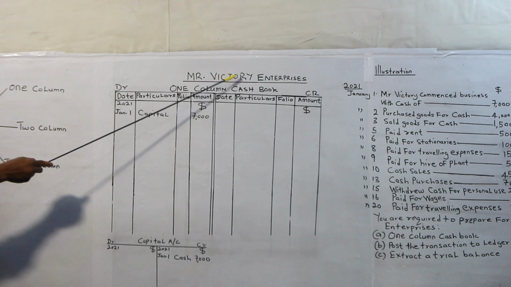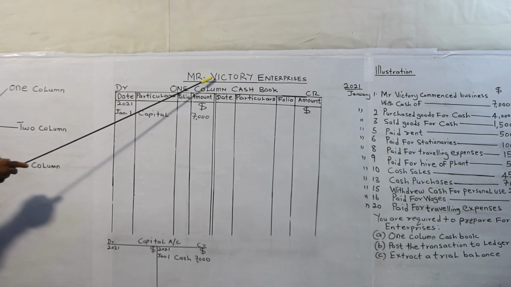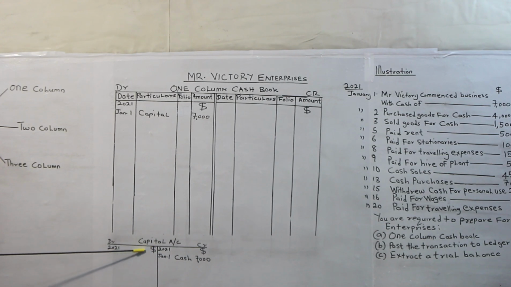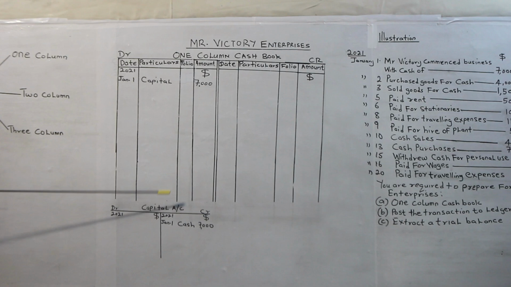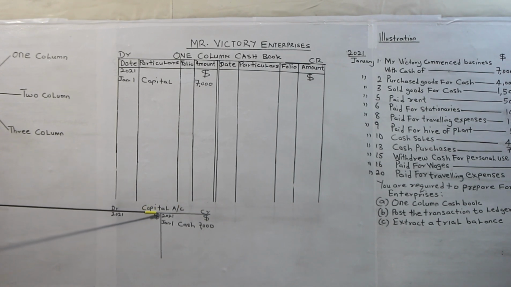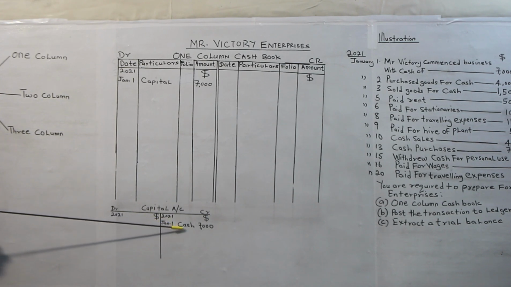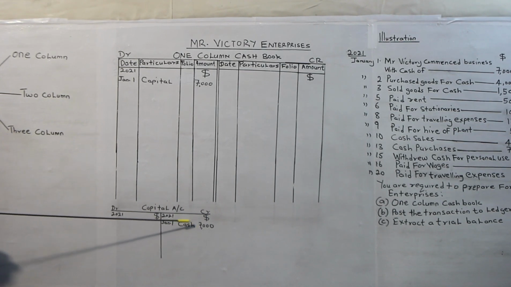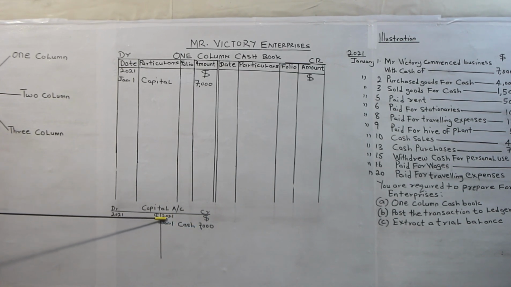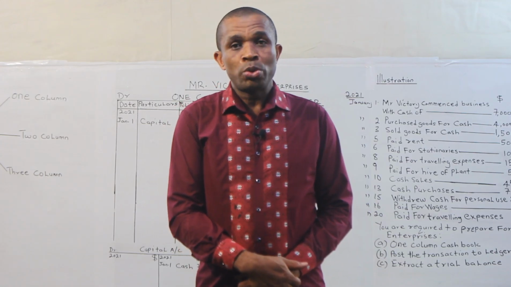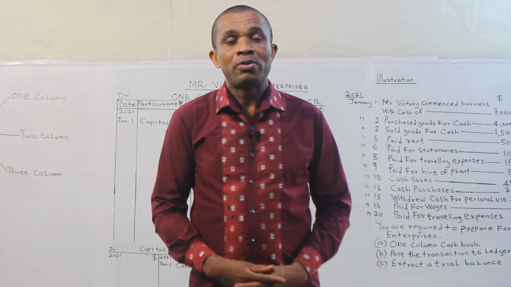Now, Mr. Victory becomes the giver and is represented by a capital account. So this account, the capital account, is opened to represent Mr. Victory. And we have credited the capital account that is representing Mr. Victory for giving out cash of $7,000 on January 1st, 2021.